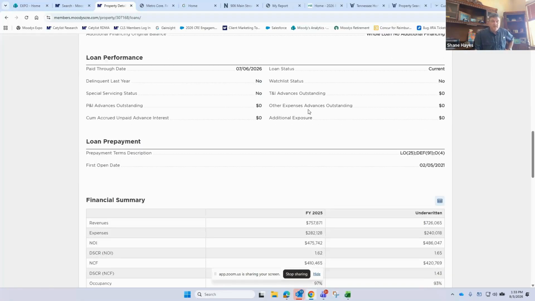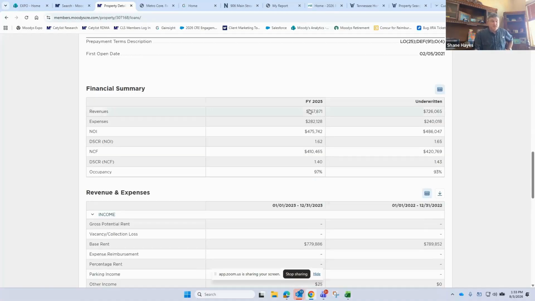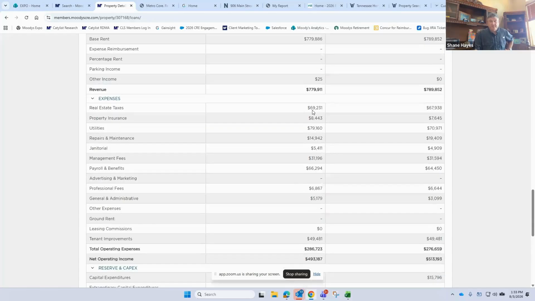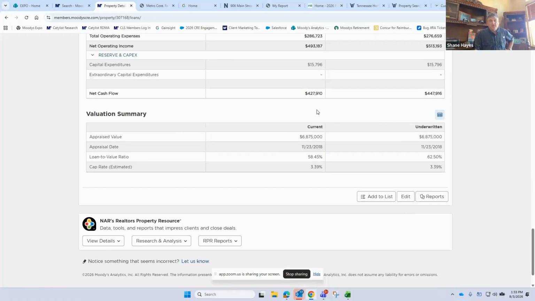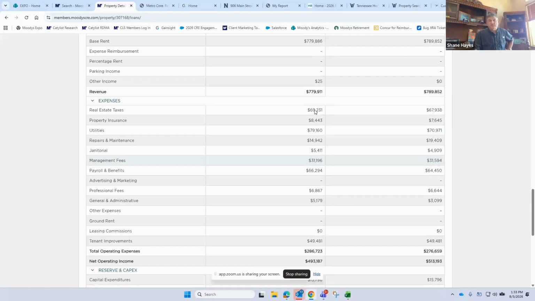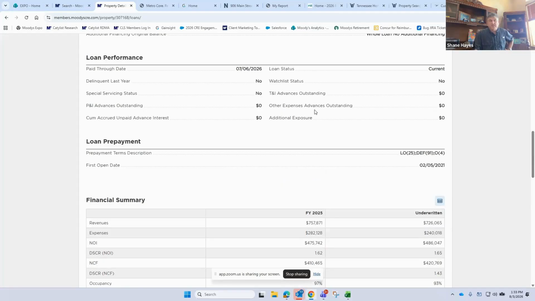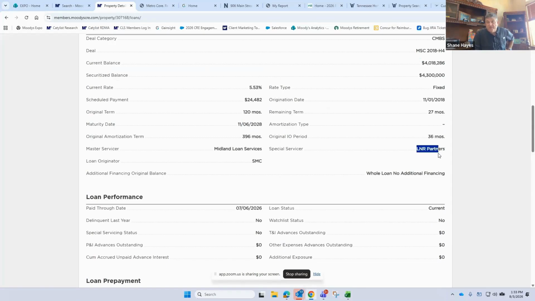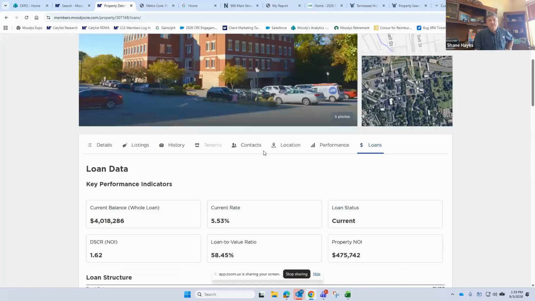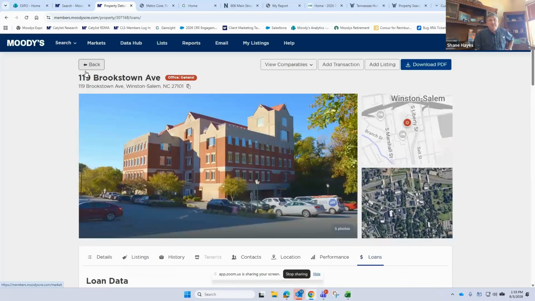And then there's any other data we have here on the loan performance information, and then we have financial summaries and revenue and expense data tied to these properties, and then the valuation summary. Again, this is all coming from the actual servicer of this, which in this case, L&R Partners is the special servicer, and the master on this is Midland Loan Services. So you can go in and look at all this information.